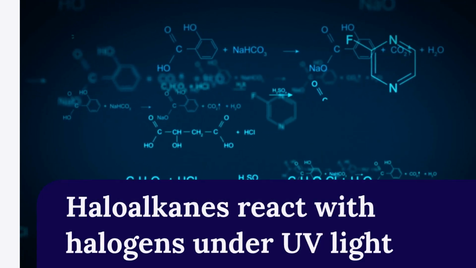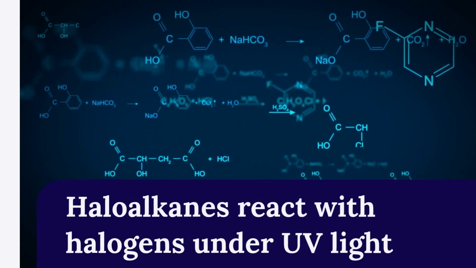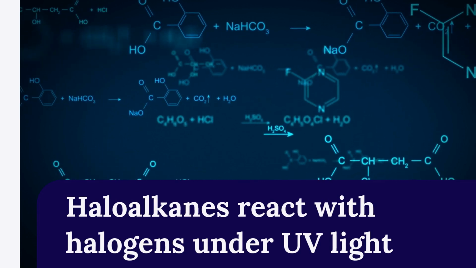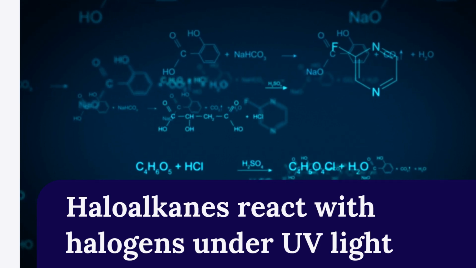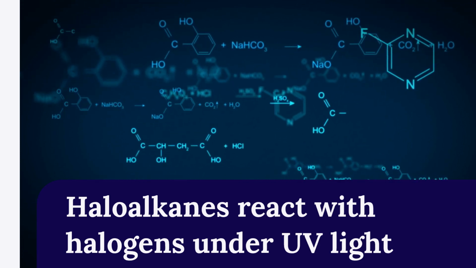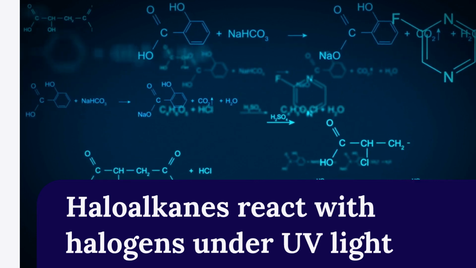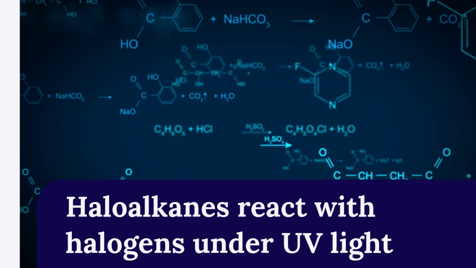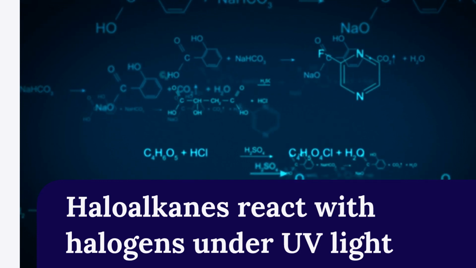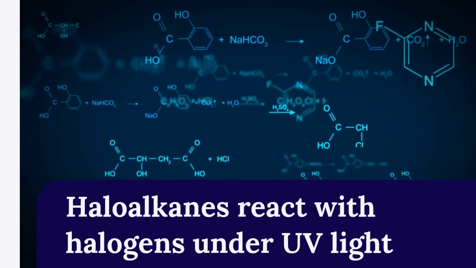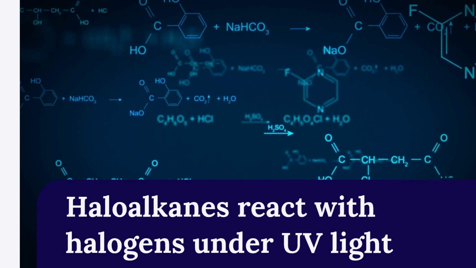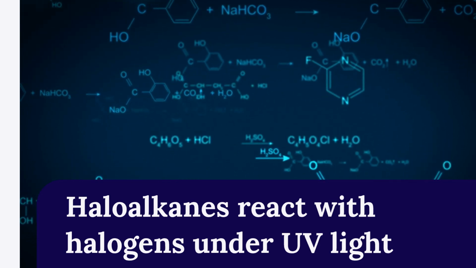Haloalkanes form when alkanes react with halogens under UV light. This free radical substitution involves initiation, propagation, and termination stages. Haloalkanes are named with prefixes like chloro, bromo, and fluoro. They contain carbon-halogen bonds, making them reactive in nucleophilic substitution. These compounds are crucial intermediates in organic chemistry.